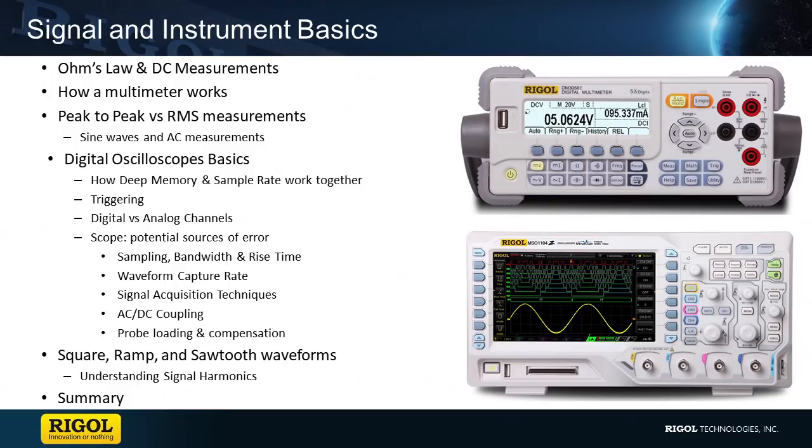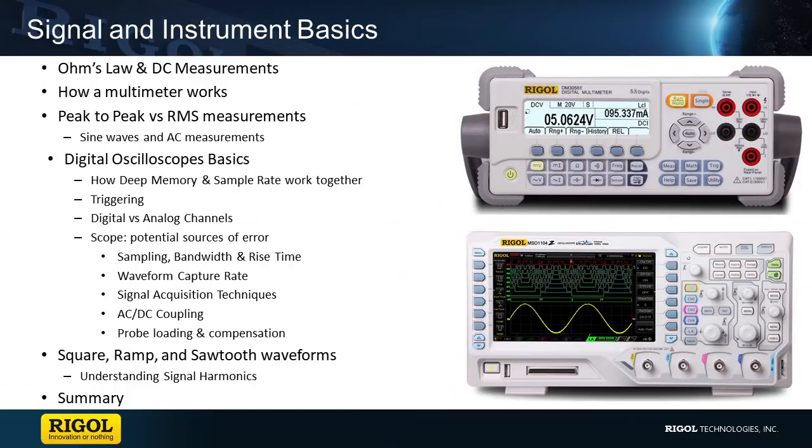Why do we have it? And then some other oscilloscope basics: triggering, memory depth, how a digital oscilloscope really works today. Then we're going to talk about some tricks and tips, really sources of error. We'll talk about how bandwidth and sampling can cause errors in your measurements, how you can miss things with waveform capture rates, and how coupling and compensation, loading, affect other measurements as well.